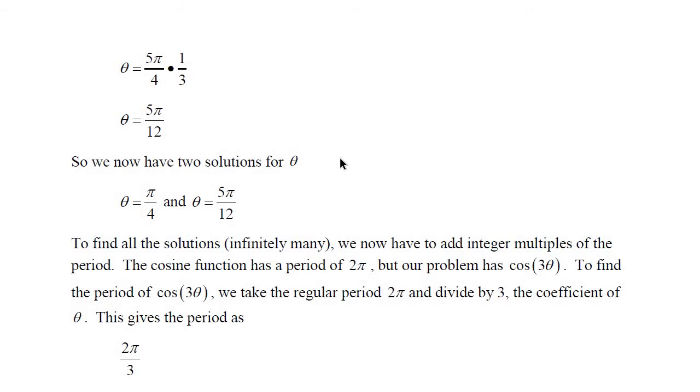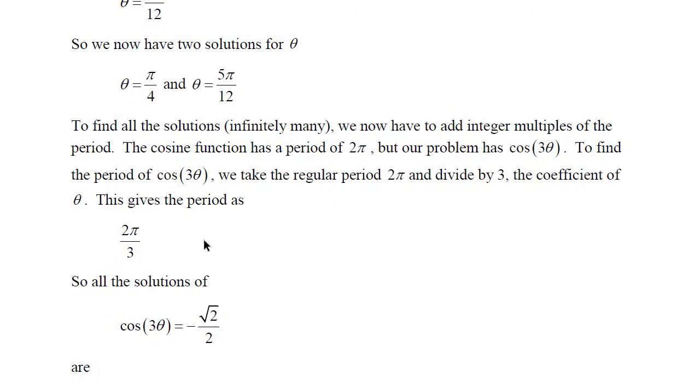Now if they wanted me to find all the solutions, infinitely many, I now have to add integer multiples of the period. Well, the cosine function normally has a period of 2 pi, but we have cosine of 3 theta, so this modifies our period. To find the period of cosine of 3 theta, we take the normal period, which is 2 pi, and we divide it by that coefficient, 3.